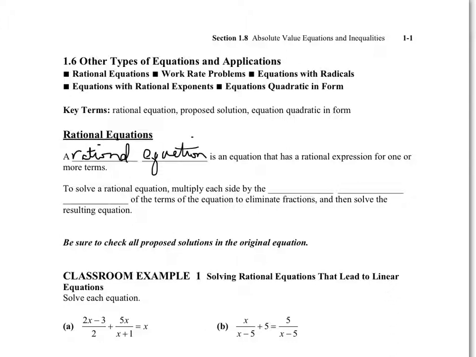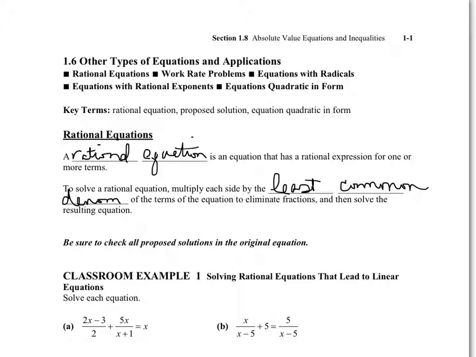This time we will see variables in the denominator, unlike some of the equations that we looked at back in section 1.1. Now to solve a rational equation, we're going to use that same method we used in 1.1. We will multiply each side by the least common denominator. That way we can eliminate fractions, and then we'll be able to solve the resulting equation. So this is very similar to what we did in section 1.1.